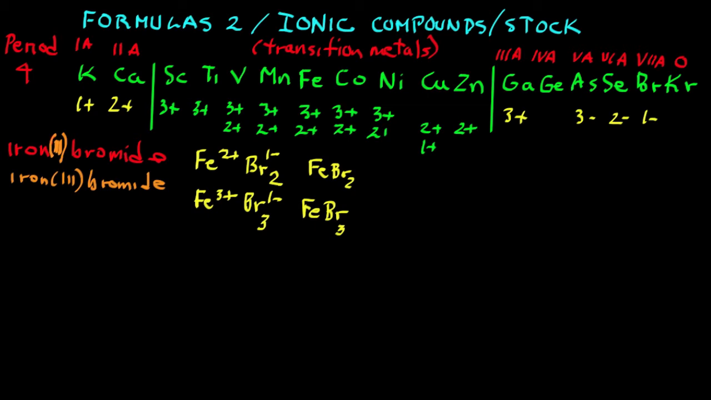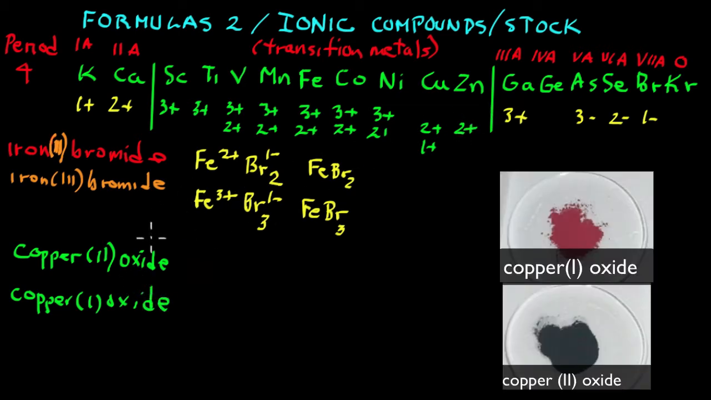A second example of a compound could be copper. Copper, you notice copper is 2 and 1. You could have copper(II) oxide, and we could have copper(I) oxide. Now if you notice the picture up here, you'll see copper(I) oxide and copper(II) oxide are entirely different colors. One is orange and one is black.